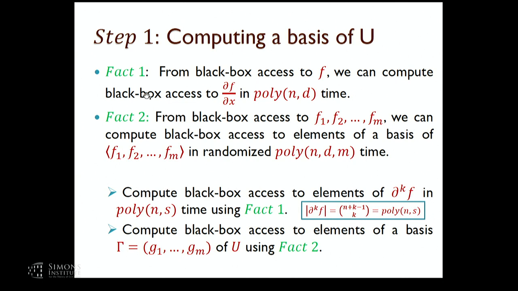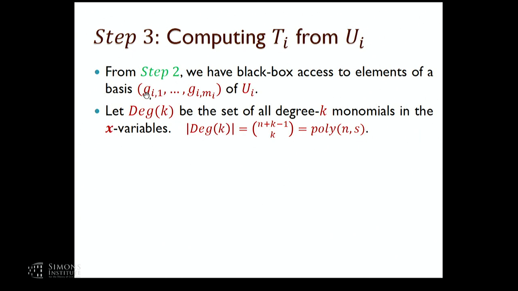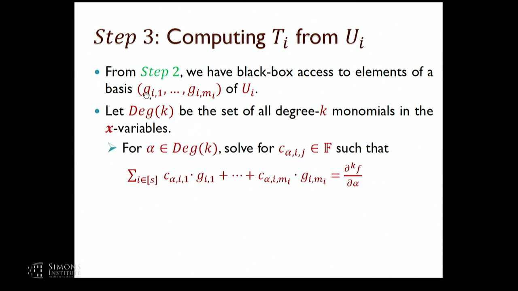So let's remember that this is gamma, and U is a space of dimension M. Okay. Now let's see how to do step 3. Step 2 I'll come later. But when step 2 finishes, we already have a basis of these individual UIs. And let these basis elements be these, right? And now define the set degree k to be the set of all degree k monomials in the underlying set of variables. Okay.